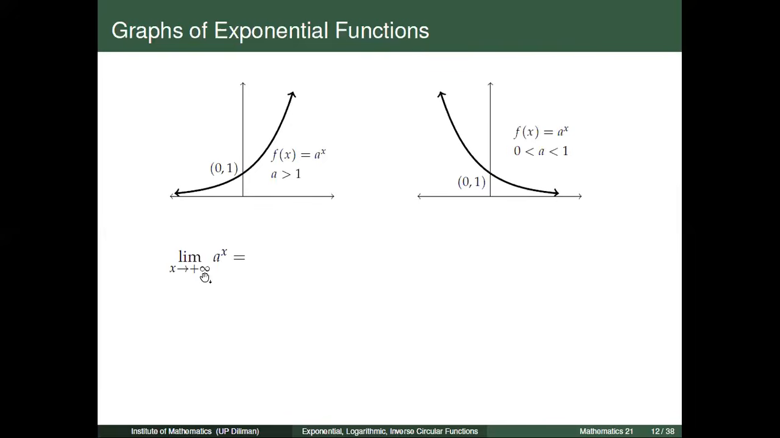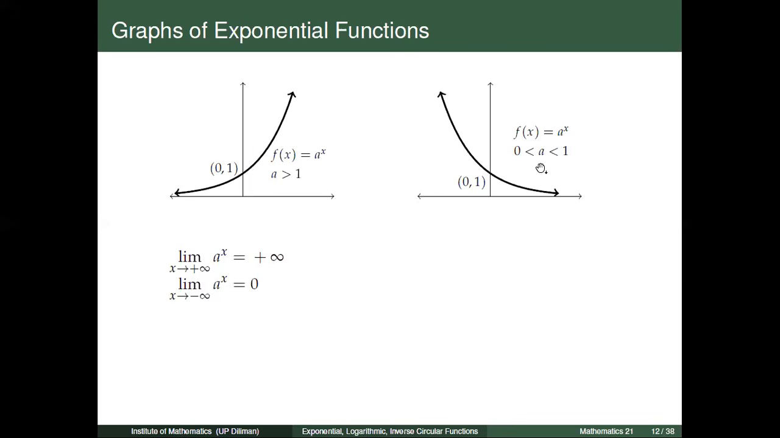When the base a is greater than 1, the limit of a to the x as x approaches positive infinity is positive infinity. And the limit of a to the x as x approaches negative infinity is 0. So when the base is greater than 1, as the exponent increases without bound, the exponential also increases without bound. Meanwhile, when the exponent decreases without bound, the exponential gets closer and closer to 0.